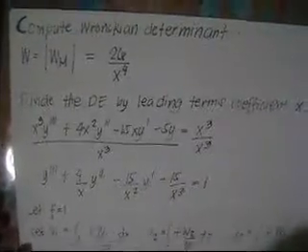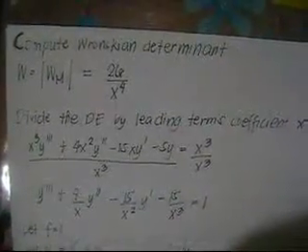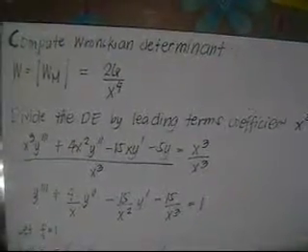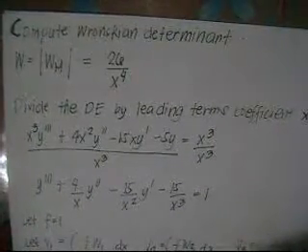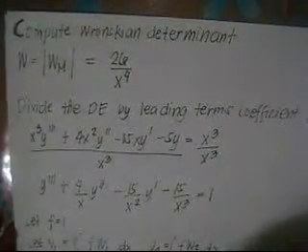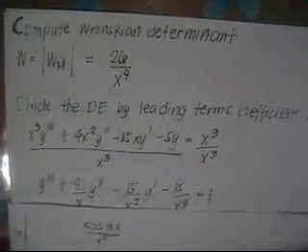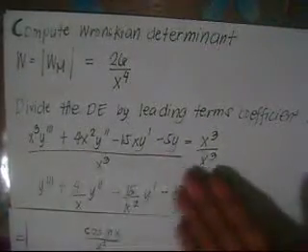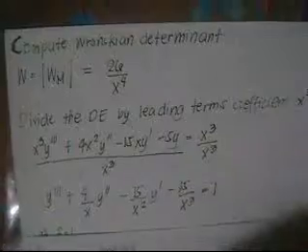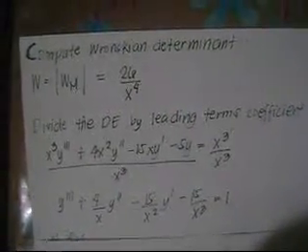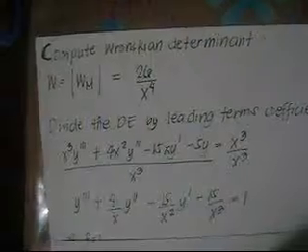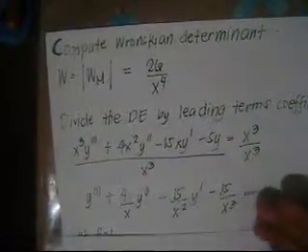Now, computing the Wronskian determinant, it is equal to 26x to the 4th, and then we divide the differential equation by the leading coefficient, which is x cubed. Now we get y triple prime plus 4 over x y double prime minus 15 over x squared y prime minus 15 over x cubed y is equal to 1.